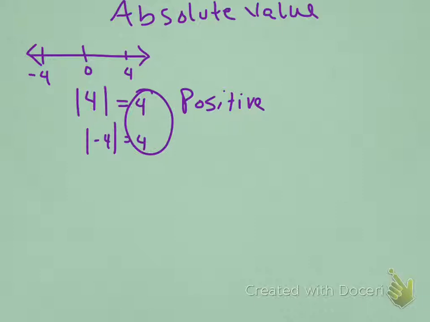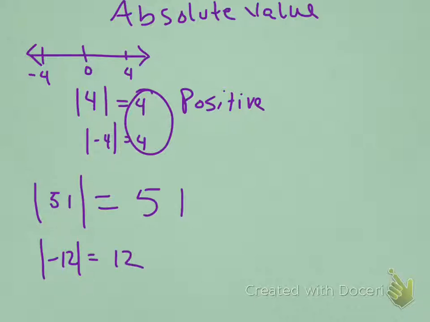Let's do some of these down here. If I put in here the absolute value of 51, what's the absolute value of 51? 51. If I did the absolute value of -12, negative, or just 12? Just 12, because the distance from 0 to -12 is the same as just 12, right?